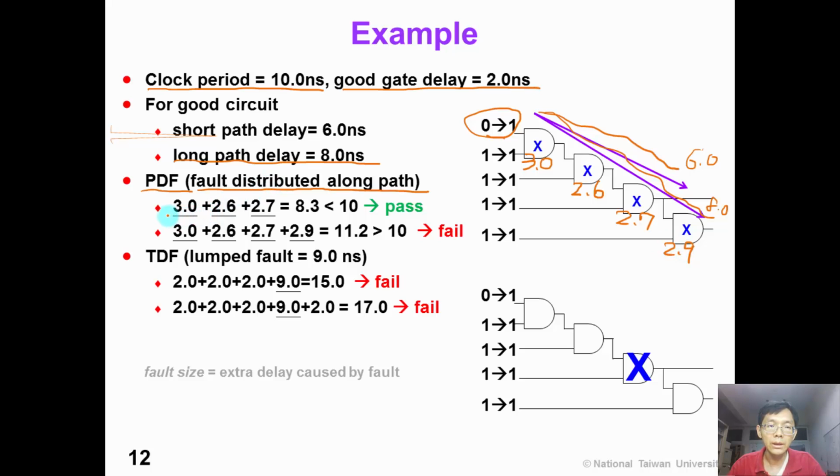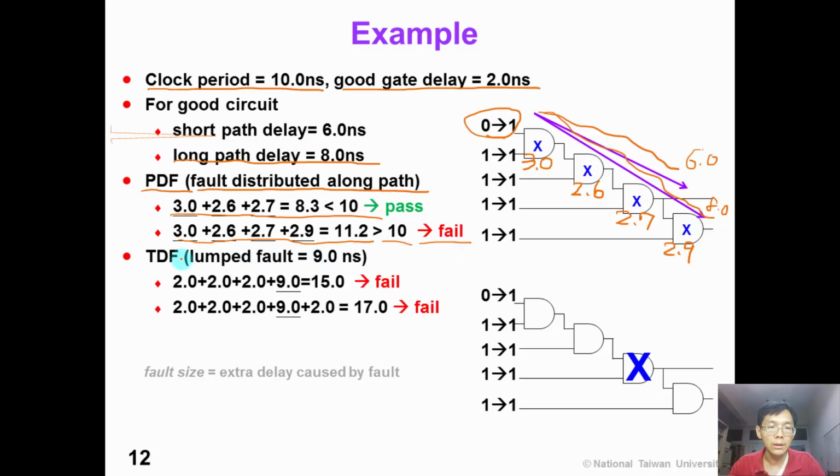If we test the circuit along the short path, the path delay accumulated is 8.3 nanoseconds, which is smaller than 10 nanoseconds, so the circuit can pass the test on this path. However, if we test the circuit along the long path, the accumulated path delay is 11.2 nanoseconds, which is larger than 10 nanoseconds, so it fails the test. As we can see, this is the assumption of a path delay fault model.